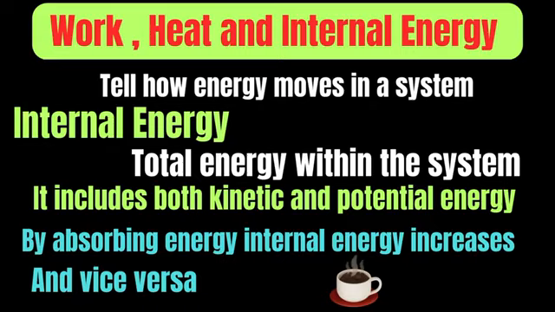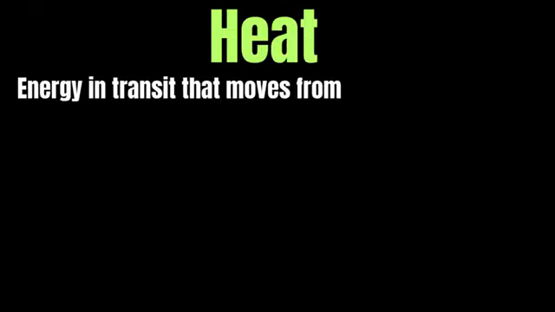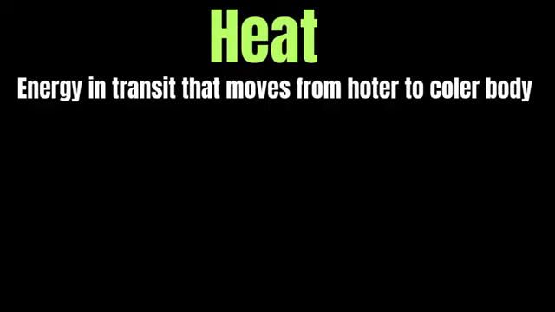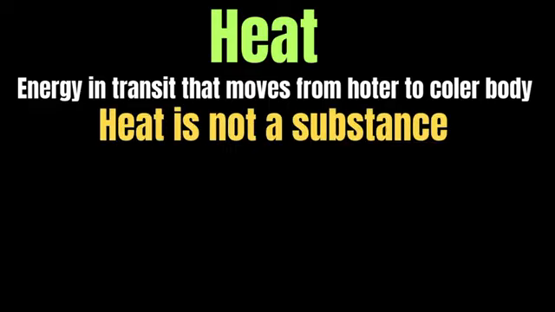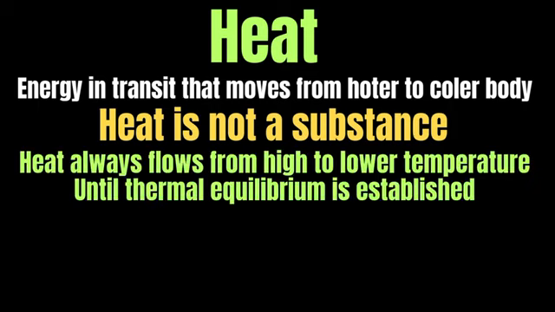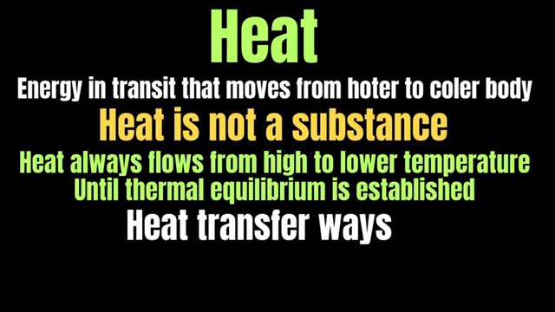Now let's move towards heat. Actually, heat is energy in transit that moves from a hotter body to a cooler body due to a temperature difference. Remember that heat is not a substance, it is simply energy flowing between objects. And always, heat flows from high to low temperature until thermal equilibrium is reached. Now we should understand what are different ways for heat transfer from one object to another object.